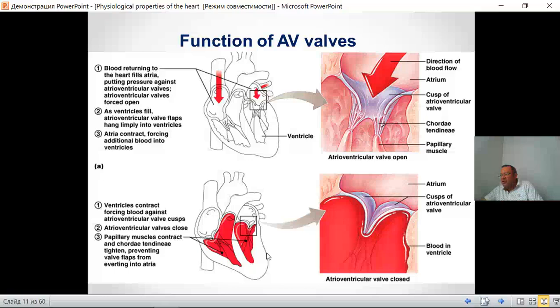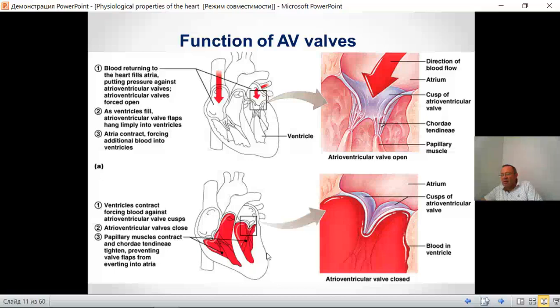Between the right atrium and the right ventricle is the right atrioventricular valve, or tricuspid valve. It typically consists of three flaps or leaflets made of endocardium reinforced with additional connective tissue. The flaps are connected by chorda tendinea to the papillary muscles, which control the opening and closing of the valve.